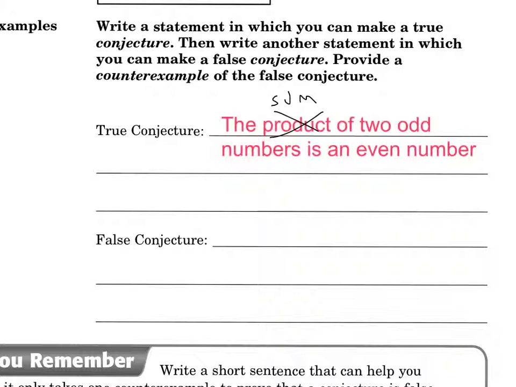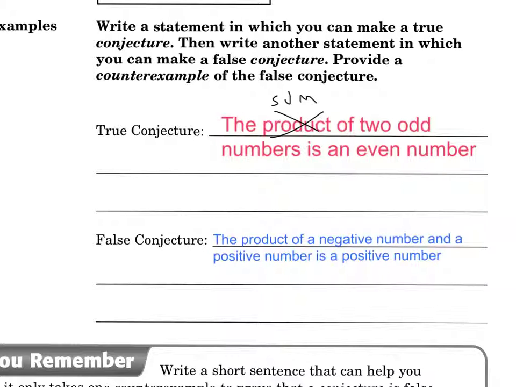There's plenty, like the one I just put up there, but let's do this one. The product of a negative number and a positive number is a positive number. Now we know that's wrong, but what we need to do is provide a counterexample. And we can't just say the product of a negative number and a positive number is a negative number. We need to give a specific example.